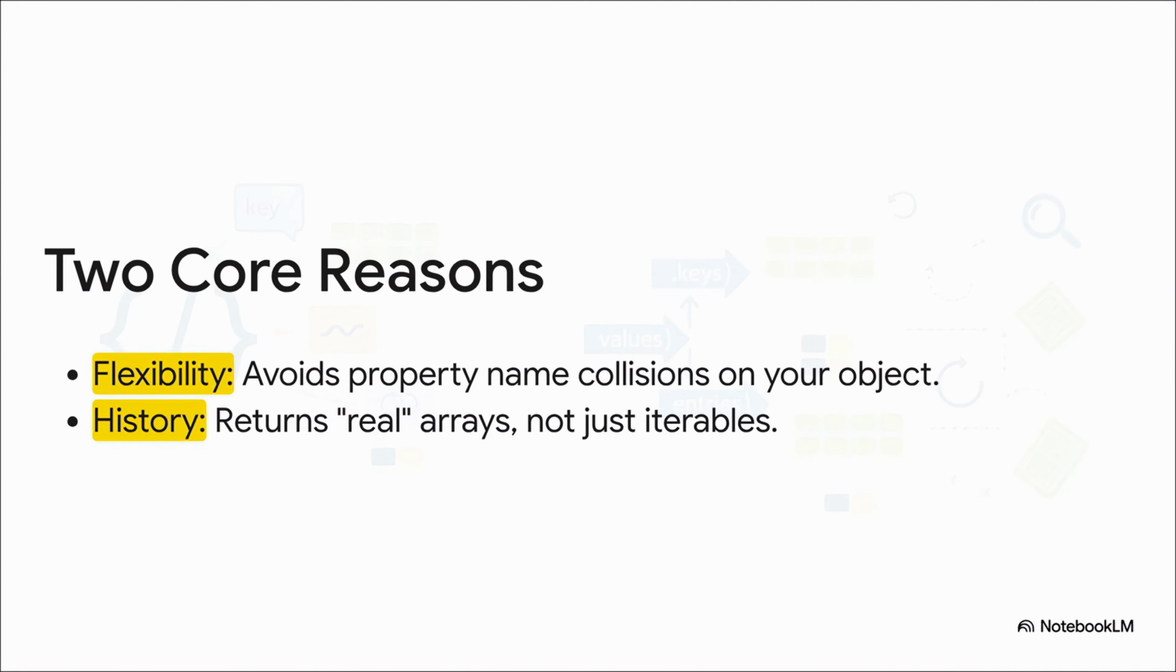So why does this matter? Well, it boils down to two things. First off, it's about flexibility. Imagine your object already has its own property called keys. If you tried to call user.keys, it would cause a collision.